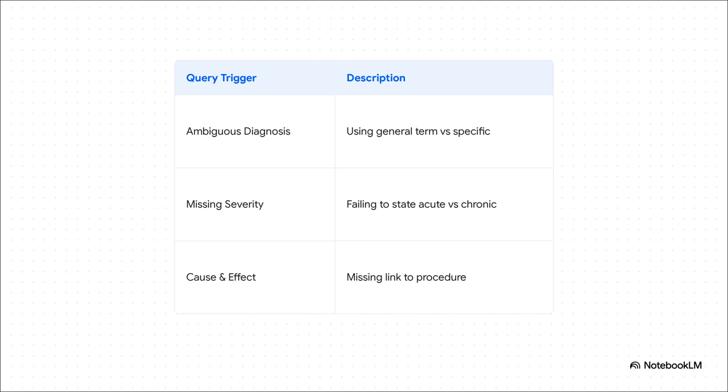So what actually triggers a query? Primarily, it's ambiguous diagnoses, like writing history of stroke instead of specifying a history of cerebral infarction due to embolism. Or missing severity, like writing CHF instead of acute on chronic systolic CHF. Or missing cause and effect, where a clinician fails to link a complication to a specific procedure. The ultimate goal of the query is always to obtain an accurate diagnosis that leads to the correct IPDRG.